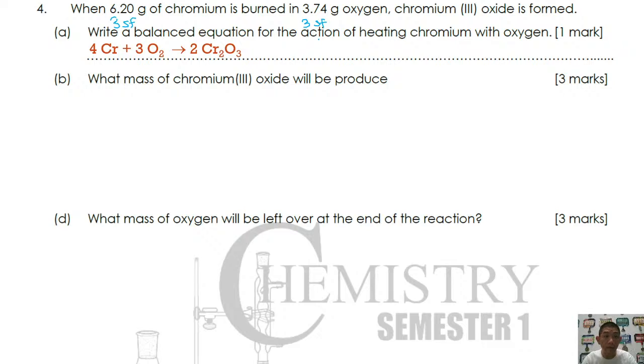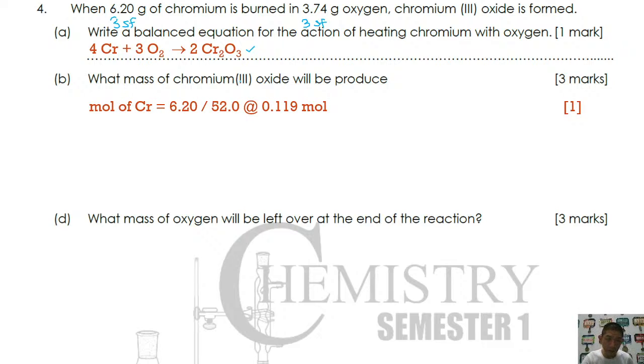And then B, and you have to be careful with this type of question. If your equation is balanced wrongly, then your B and C answers will definitely be wrong. So you have to be very careful whenever you answer such questions. Okay, so B, what is the mass of chromium trioxide that will be produced? So you have to calculate for both chromium and oxygen.